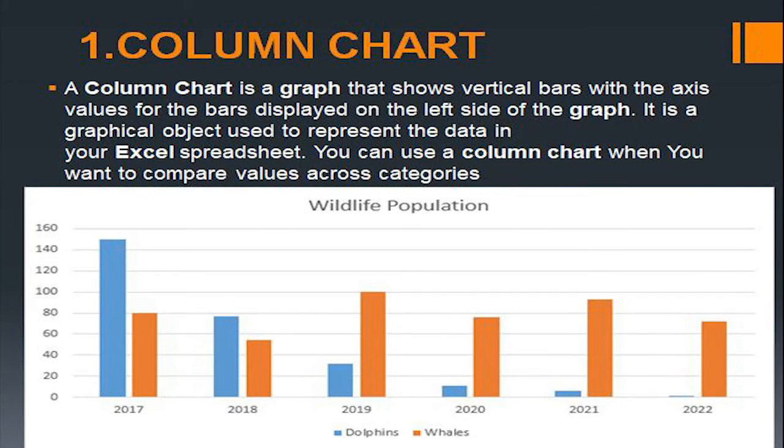You can see one example here. This is the column chart example. Here you can see the wildlife population. I have taken this data from 2017. Dolphins are almost 150 and whales are about 80. In this way we can see the column chart.